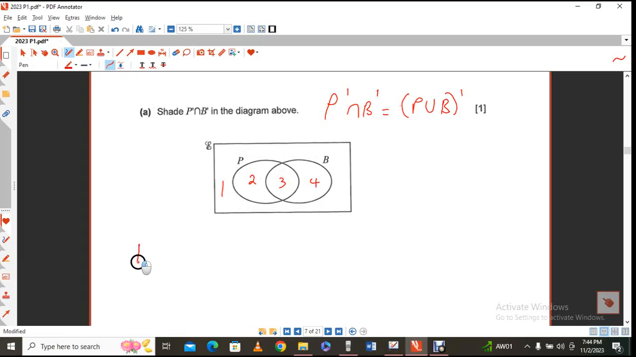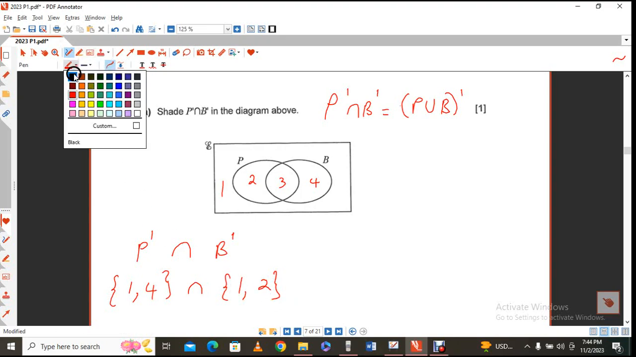Now, write down what is P complement. That means, write it underneath here, what is not in P. What is not in P is 1 and 4, okay? Intersection, now this intersection means what they share. All right, let's write down what is not in B. And what is not in B is 1 and 2.